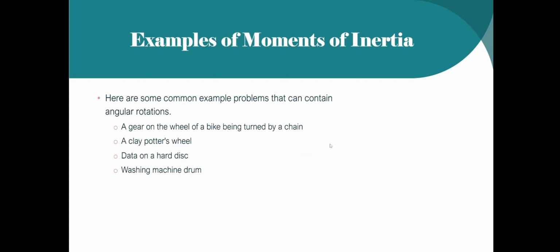So now that you've seen some of the examples for moments of inertia, you can guess at what kind of problems we're going to be having now. These are going to contain angular rotation, so there might be something like a gear on the back wheel of a bicycle being turned by a chain. Well, the chain is what is causing the torque for the wheel to turn. It's applying the force, right? And the wheel spins around with an angular velocity. The tire sits at a specific radius. You can see where maybe these questions are going.